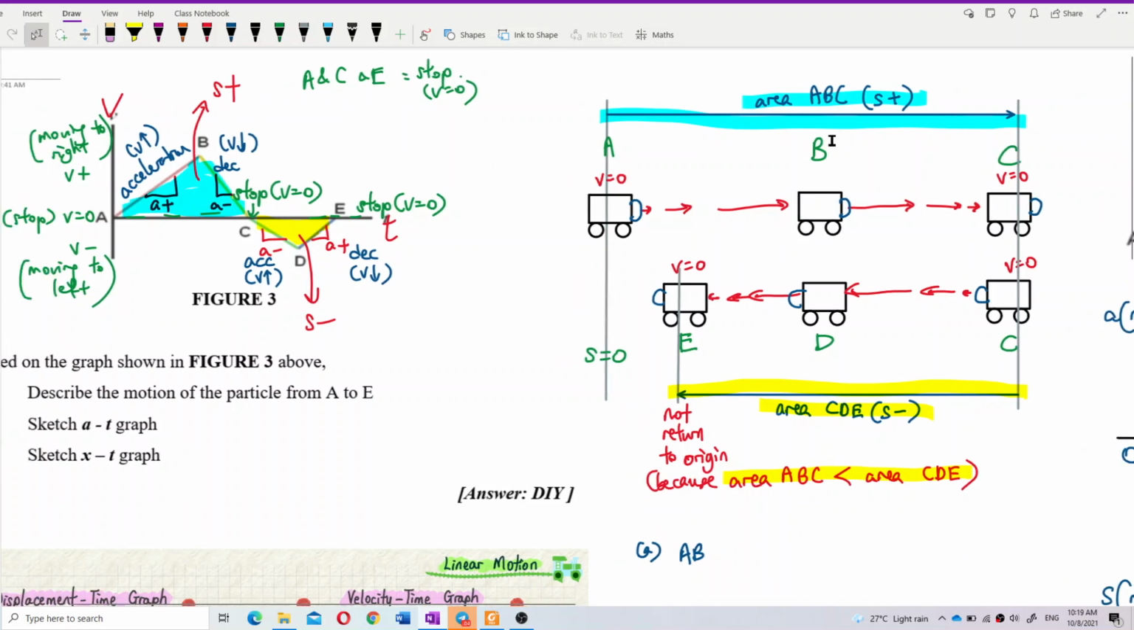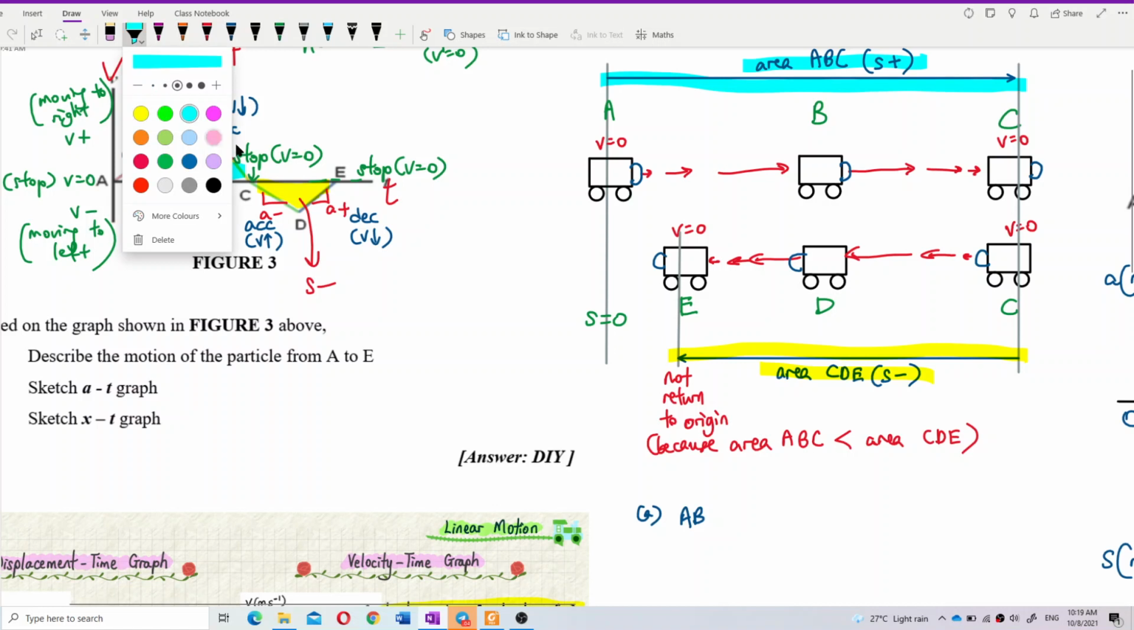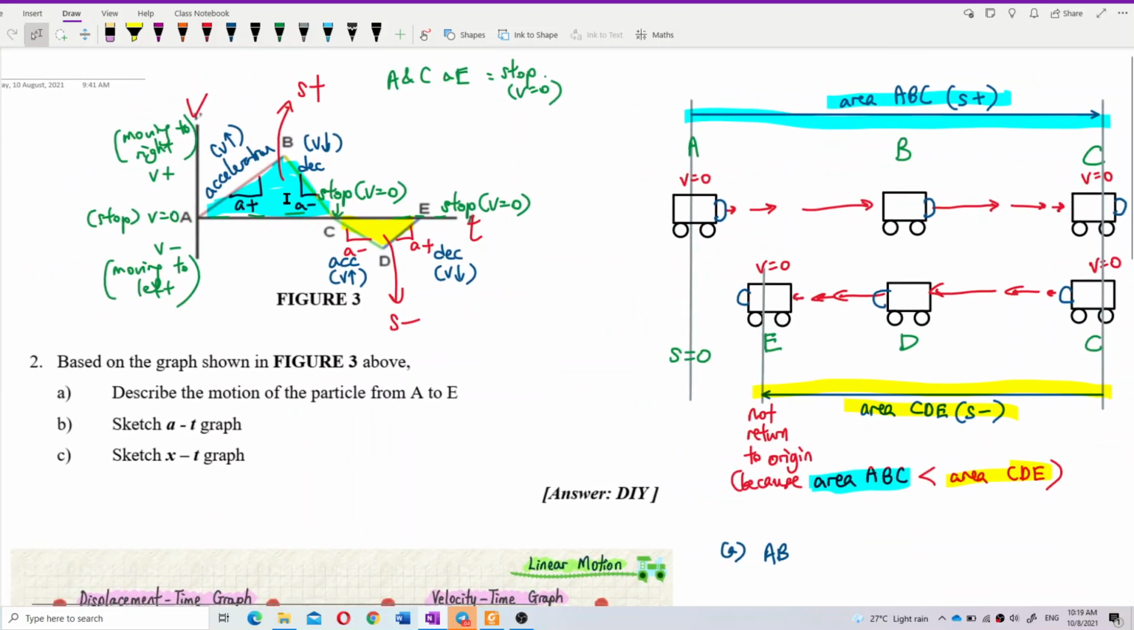Because the area ABC is less than the area CDE. You see, you look at this area. ABC is how far it moved to the right. CDE, the yellow area, is how far it moved to the left.